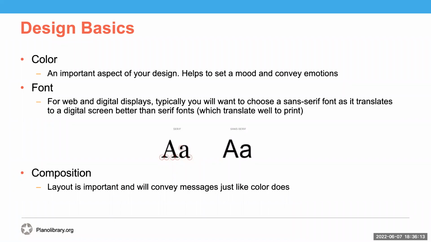Another thing that you'll want to think about is composition. So layout is really important, and it does convey messages just like color does. So for example, diagonals and curves in your graphic can draw the viewer's eyes to a certain part of your graphic. You might want to think about the rule of thirds. This is a common photography principle where the image is broken up into a grid, basically, and you lay your subject matter onto the grid lines.